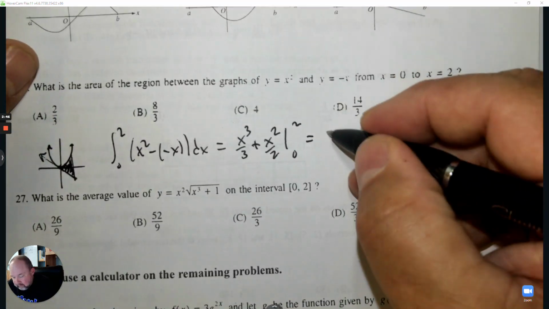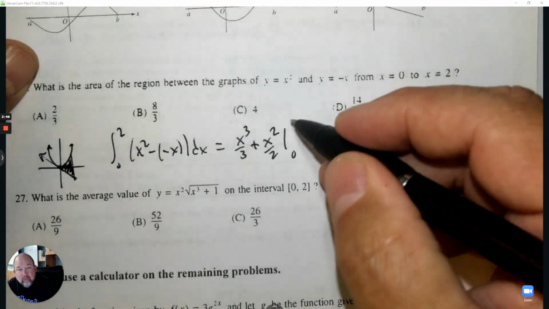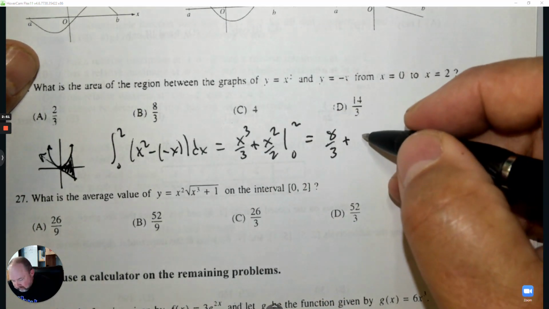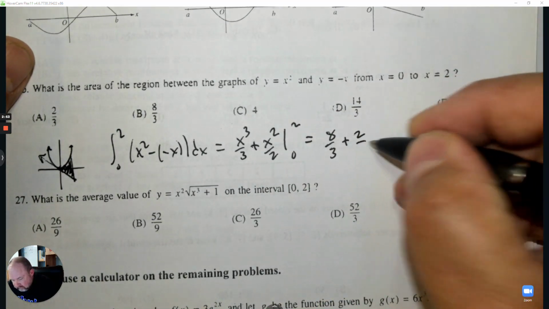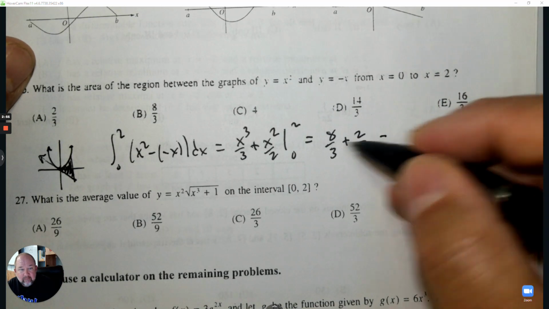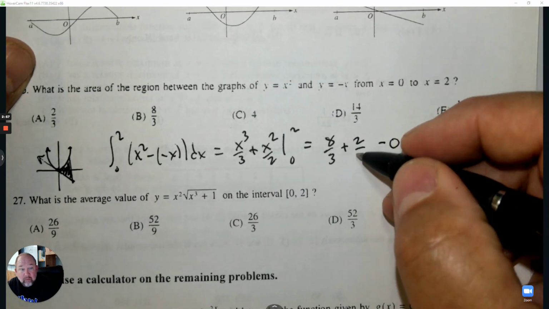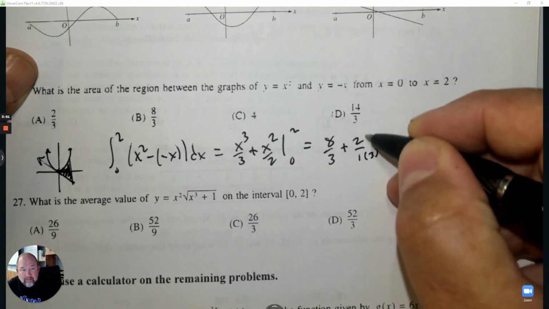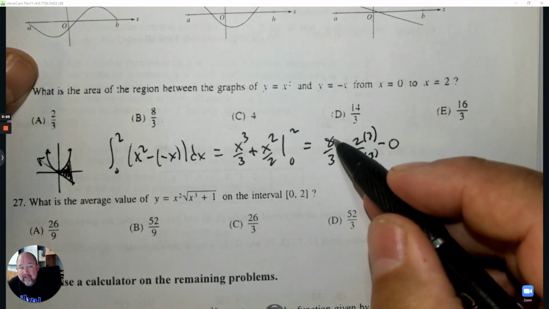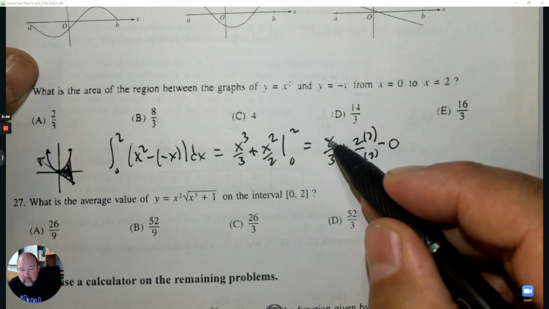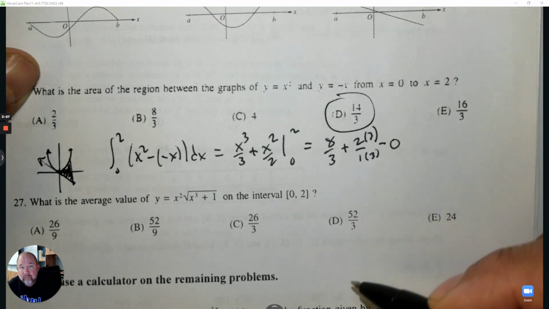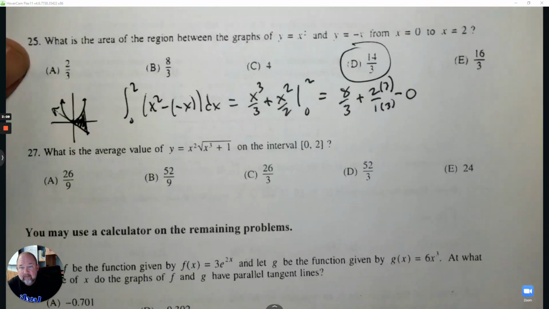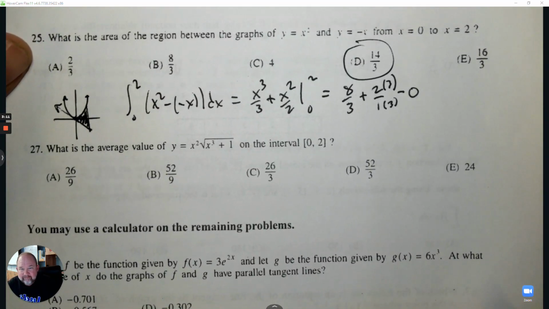When I plug in 2, I get 8 over 3. When I plug in 2, I get 4 over 2, which is 2. And then when I subtract and plug in 0, I get 0. So I'm going to get common denominators. I'm going to multiply by 3, and I get 8 plus 6. That's 14 over 3. And there's my answer. You know you should do these first, right?